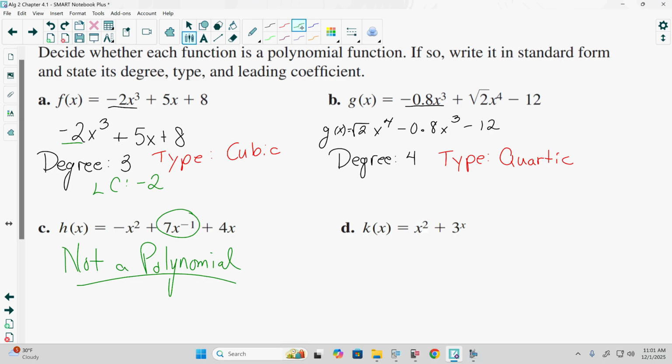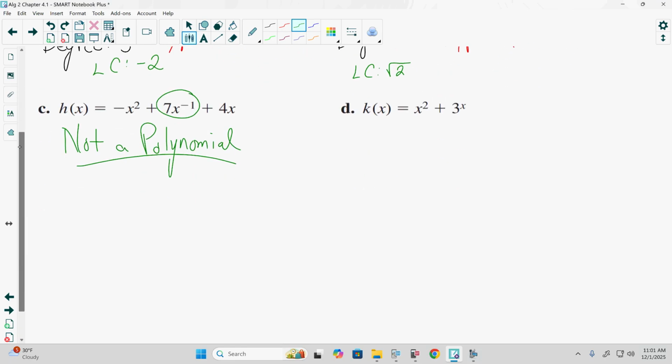And lastly, leading coefficient. Square root of 2, because the leading coefficient is the number in front of the variable with the biggest exponent. X to the fourth is our variable with the biggest exponent. Number in front of it is the square root of 2. So the leading coefficient is the square root of 2.